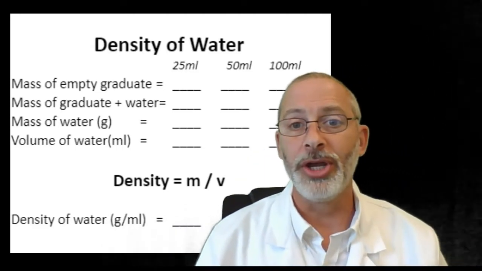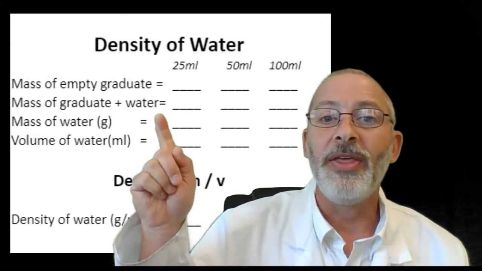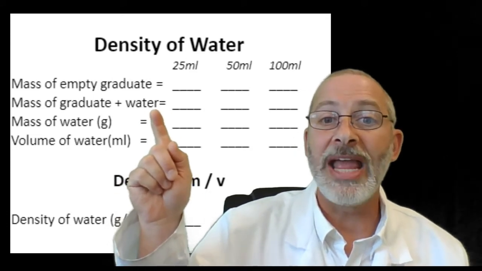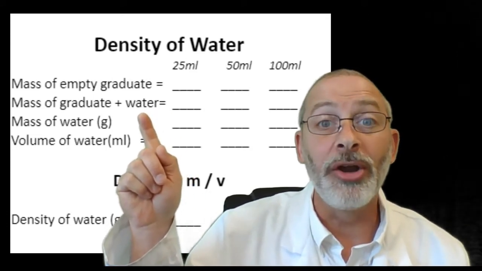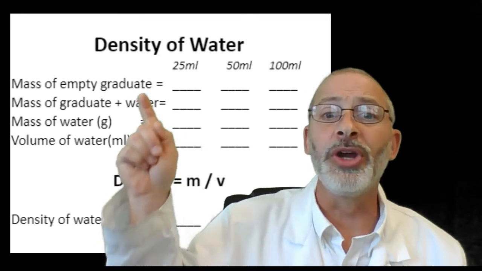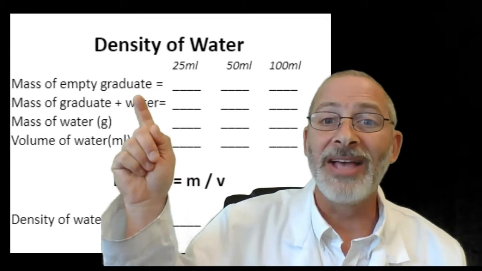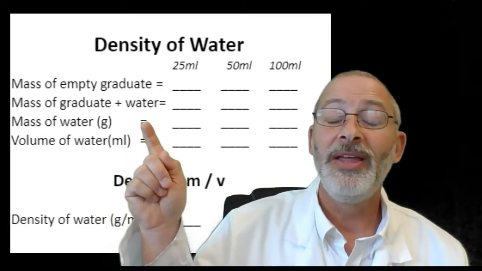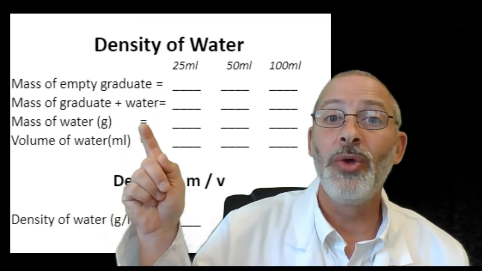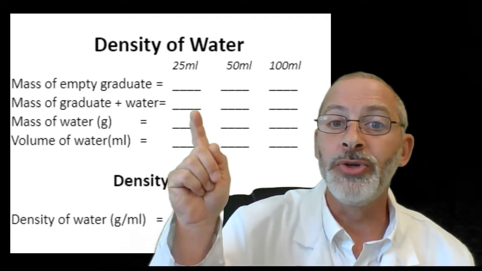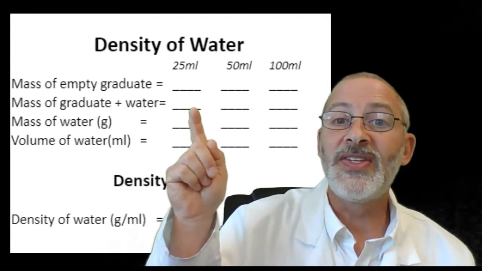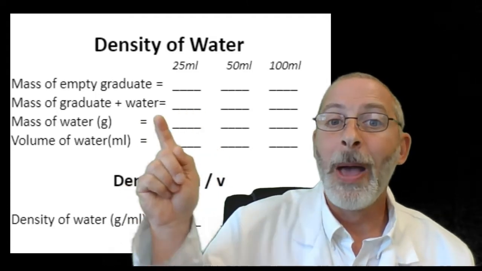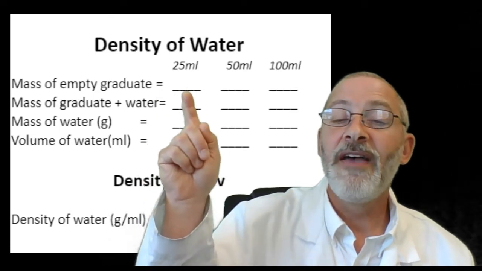Subtraction. Very good. We're going to take the mass of the graduate and the water, which is the bigger number, and we're going to subtract the mass of the graduate, and that will equal the mass of just the water. So what numbers do we have? 75 minus 50.